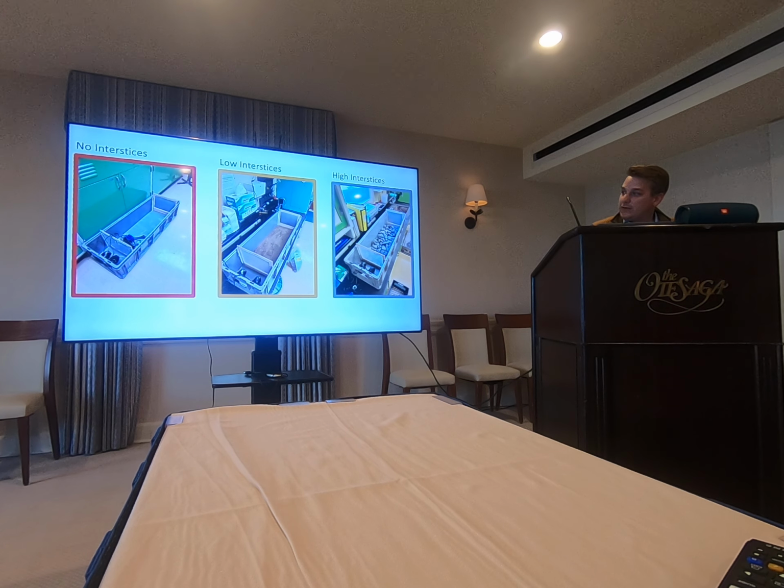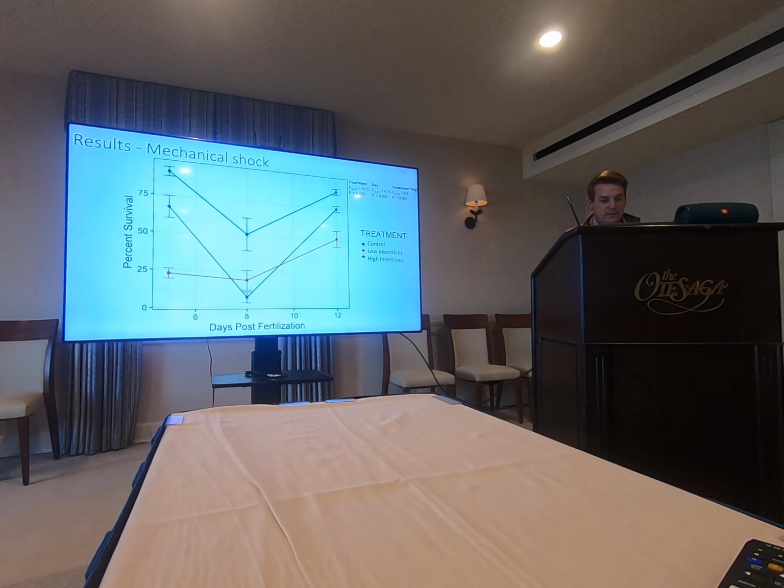This is some imagery of what they look like before we used them, so just setting up in the lab. We had no interstices, so there's no sediment at all. We have low interstices, which is sand, and then high interstices, which is a cobble. Unfortunately, as soon as we turned these things on, we buried all of the Cisco eggs, so we weren't able to use those. Cisco eggs are about 2 millimeters, 2.5 millimeters, so it's kind of hard to work with these things, especially when you have bad eyesight, you can't see them.